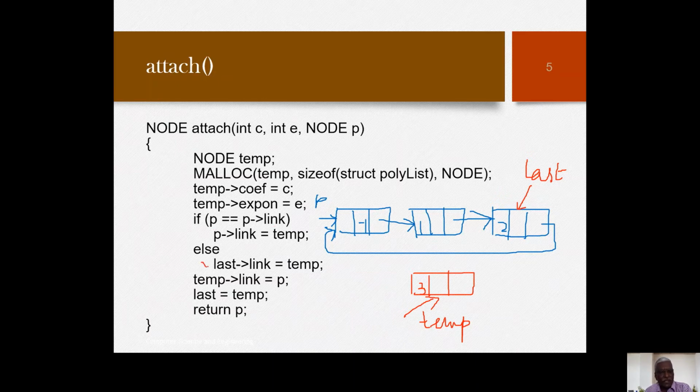So we can show easily, is this true? No, and hence I'll execute this. That is last of link should point to temp and temp of link should point to P. So temp of link pointing to P, and last is no longer this. Actually, this is my last. So this has to be updated like this. So now you can see this is the header node. Then I have first term, second term, and the third term. So that is done easily with the attach function.